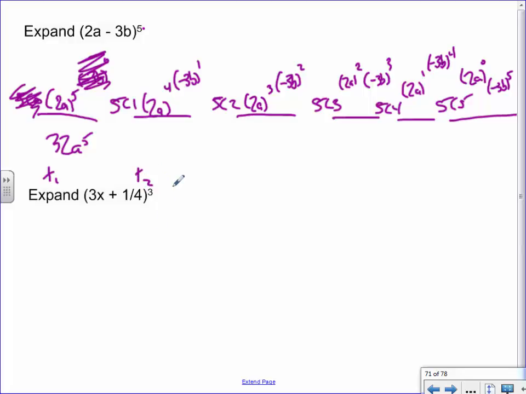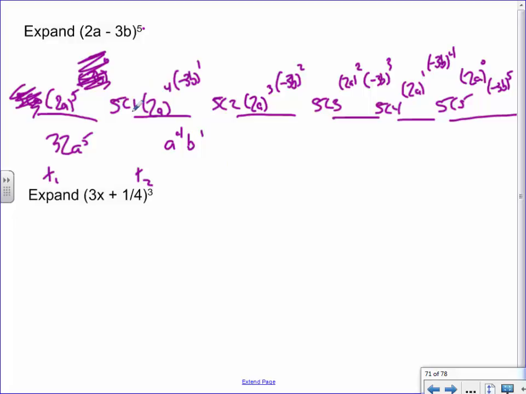All right, let's say we want to find the second term. We need to figure out 3 things. We need to figure out the coefficient. We also need to figure out the x and the y values, or in this case, a and b. And a and b are easy. You're going to need 4 a's and one b. However, to figure out the coefficient, we actually need 3 numbers.